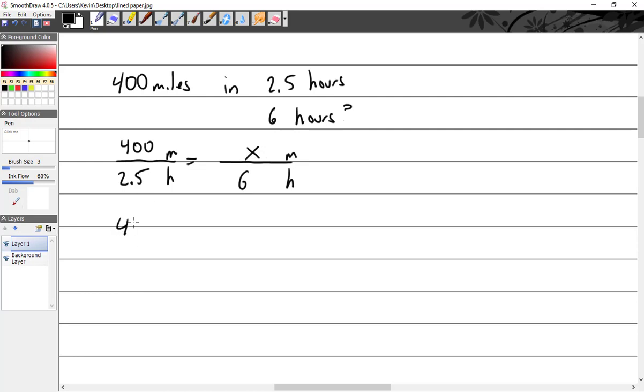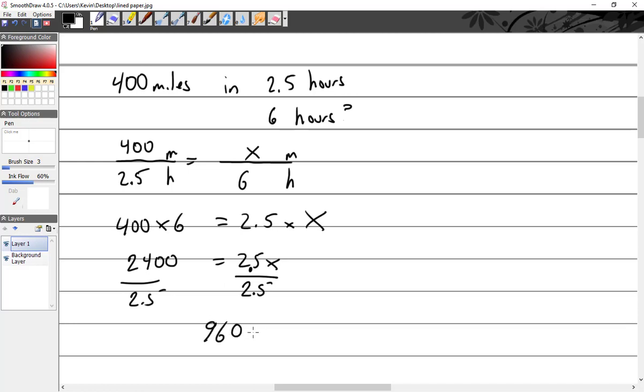So it's 400 times 6 equals 2.5 times x. So that's 2,400 equals 2.5x. How do I isolate that x and get it back to just 1x? Divide by what? 2.5. So if I divide both sides by 2.5, what do you get? 960 miles. How hard was that?